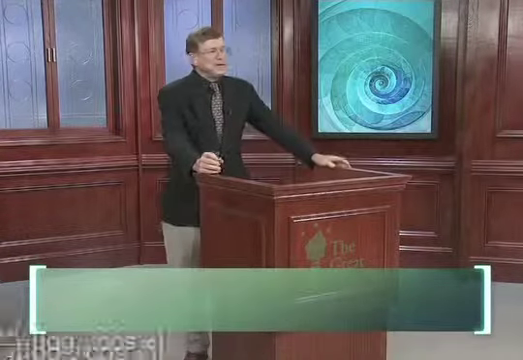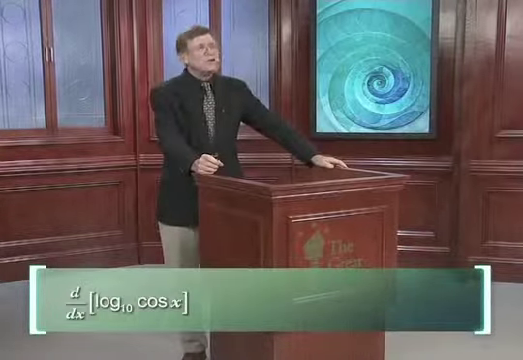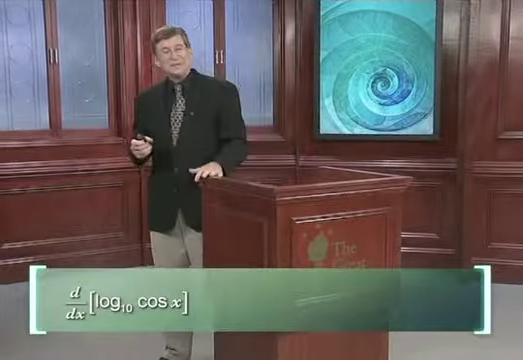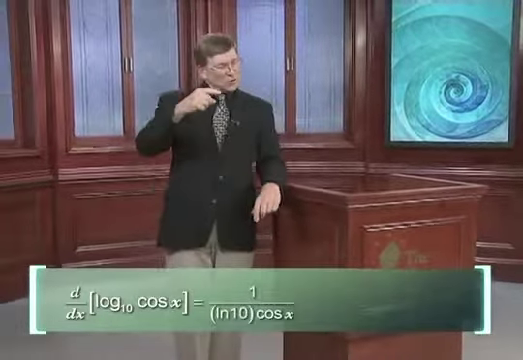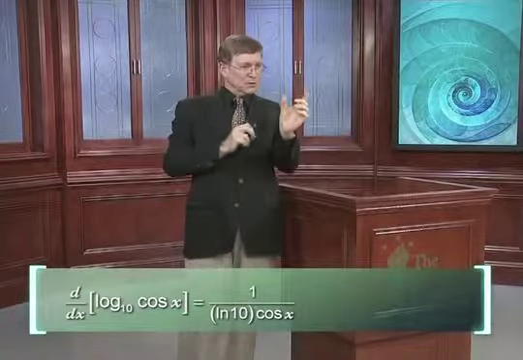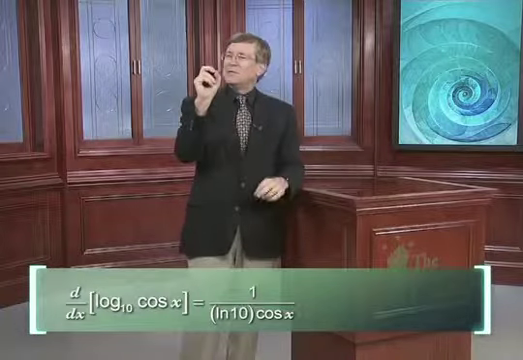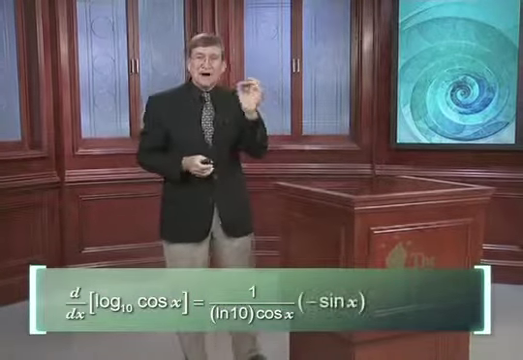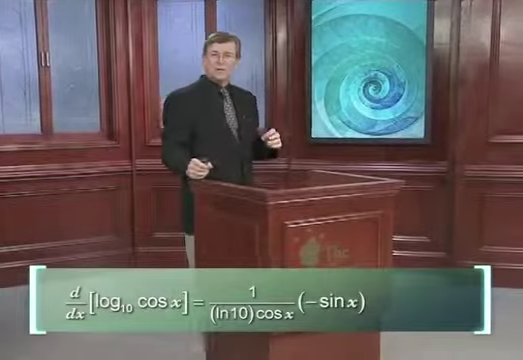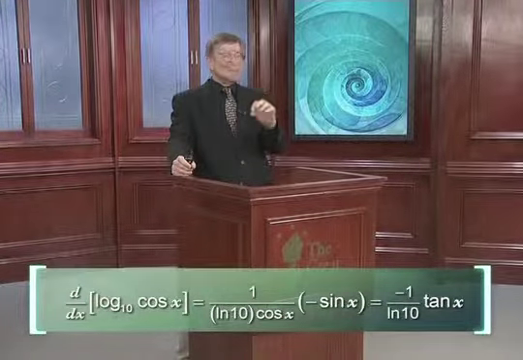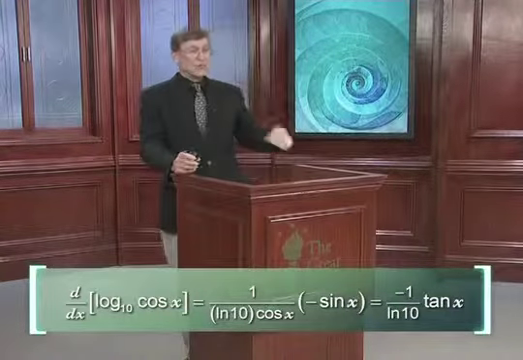How about, here's a worse one. What's the derivative of log base 10 of the cosine function? It would be 1 over log 10 times cosine, 1 over the thing, and you put the log base 10 in there, and then you have to differentiate cosine by the chain rule, and you get minus sine x. So the final answer is minus 1 over log 10 times the tangent. Sine over cosine is tangent.